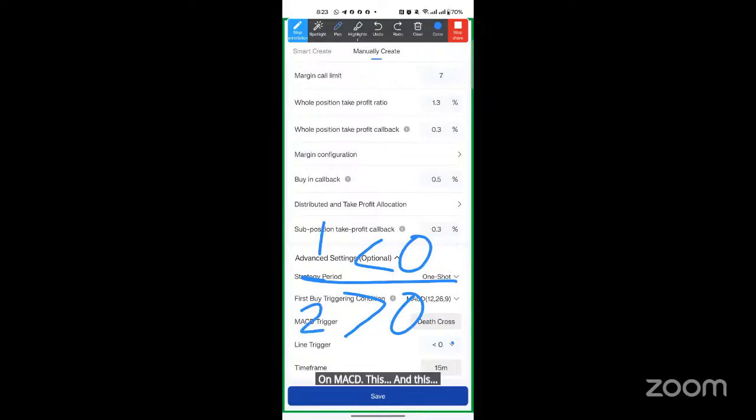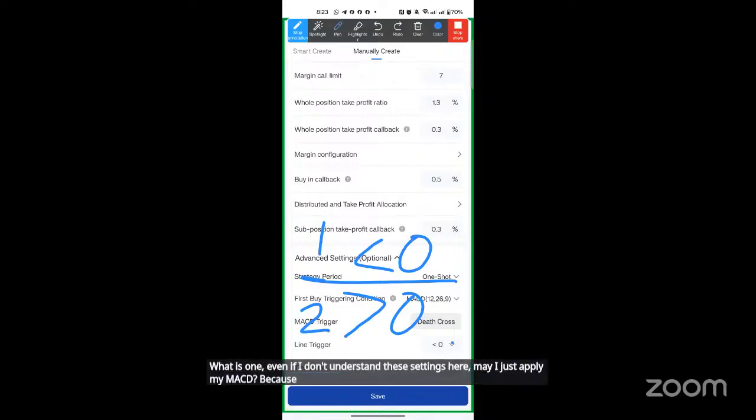1 and 2. What is 1 and what is 2? Answer in the chat. What is 1? Even if I don't understand these settings here, I just apply my MACD because the robot has come up with default settings for me.